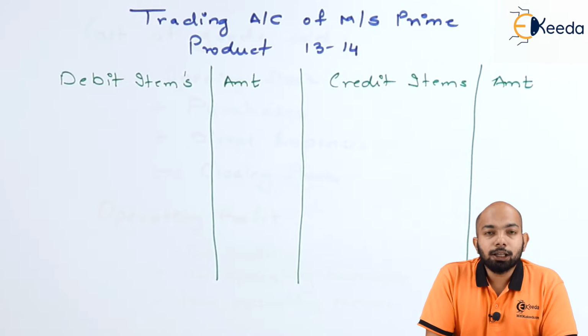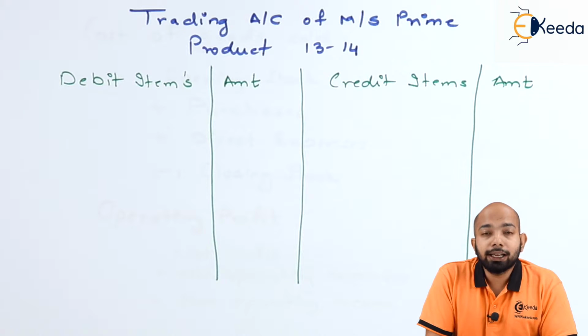If you can see, the pro forma is similar to the actual image that we have created here: debit items amount, credit items amount. All the expenses and losses will be mentioned on the debit side. All the incomes and gains will be mentioned on the credit side. We'll now classify which of these items are a part of the debit side and which are a part of the credit side.